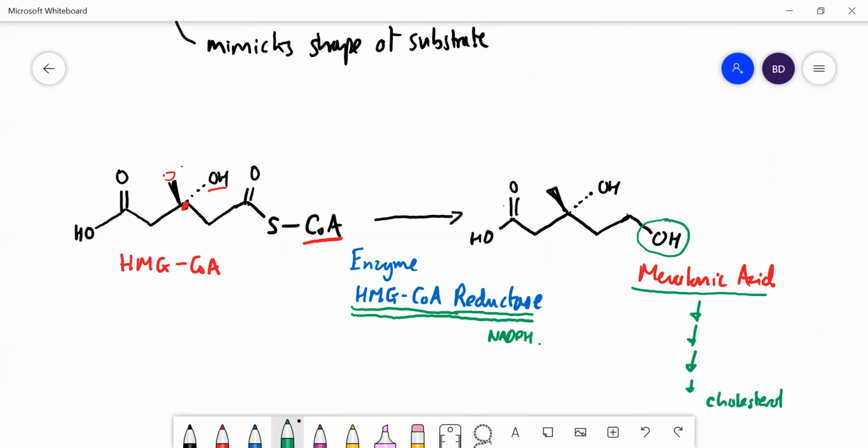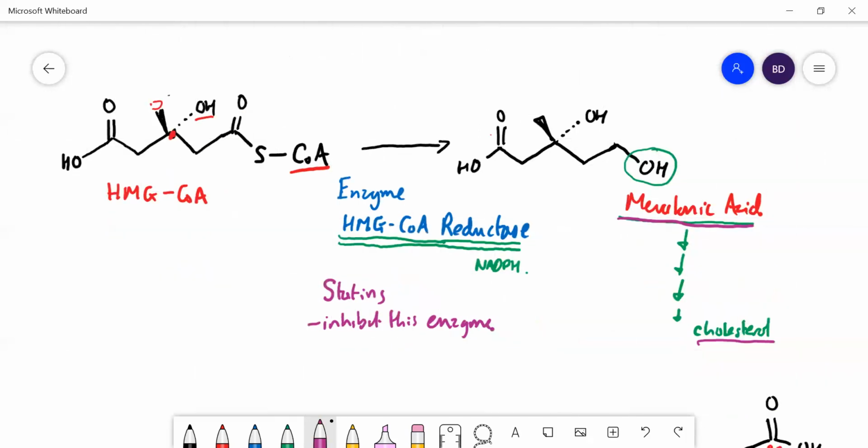So certain drugs, and you've probably heard of them, called statins, inhibit this enzyme. By inhibiting this enzyme, if you don't get the mevalonic acid, then you can't get the cholesterol at the end. So the aim of these drugs is to lower blood cholesterol. It stops your body making cholesterol. And of course, cholesterol is involved in narrowing the arteries and coronary heart disease.